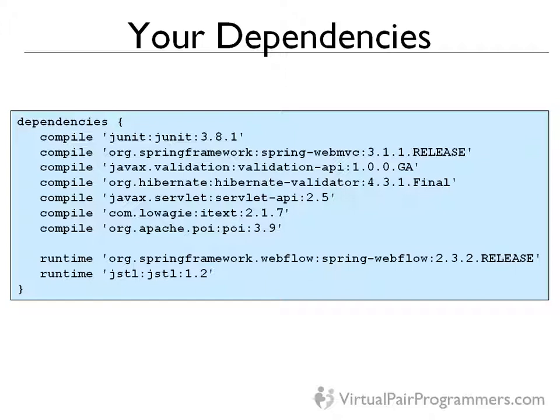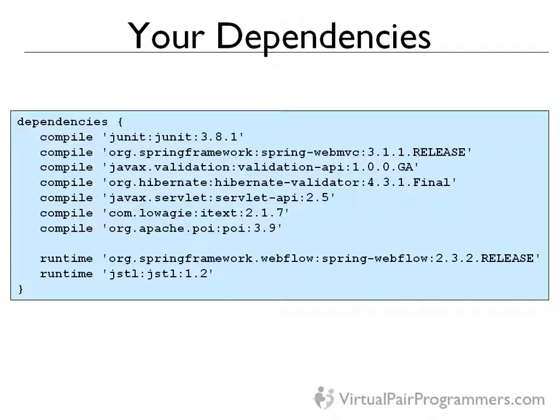Just to recap, we're using JUnit for testing, we're using the Spring MVC framework, but we also need the standard Java validation APIs and the Hibernate validator extension, because we're referring to that in our compile time code. Spring does reference it as well, but they're not transitive dependencies. We're using the Servlet API. You've seen this iText dependency, and we're using the Apache POI project to generate Excel spreadsheets.